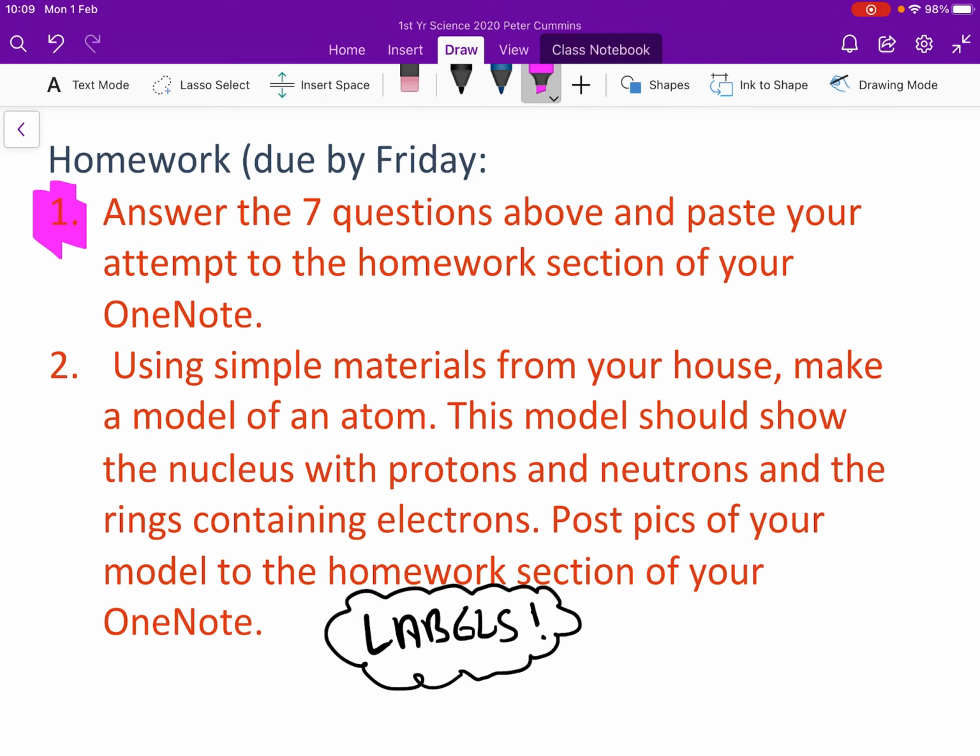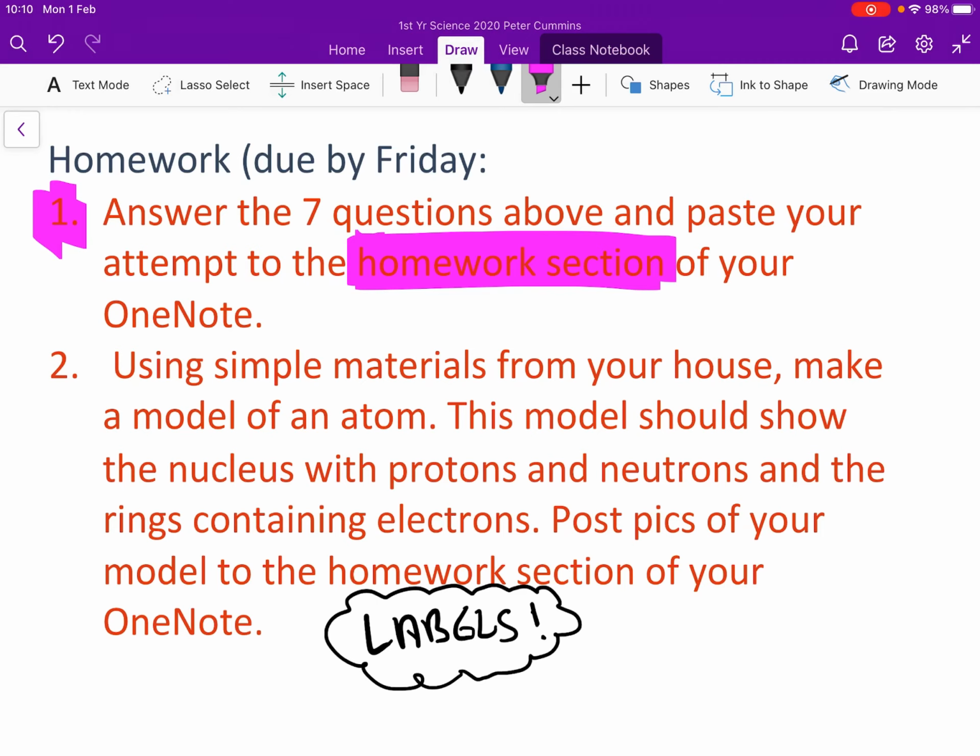Okay, so number 1 is to answer the questions. That's just those 7 questions, and make sure they go into the homework section. Label the homework section as homework for February, so it's clear that you've uploaded some new homework, so I can go in and check and see where people are having difficulty. It's important that I can check it before the next lesson.